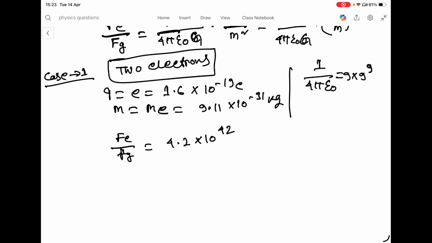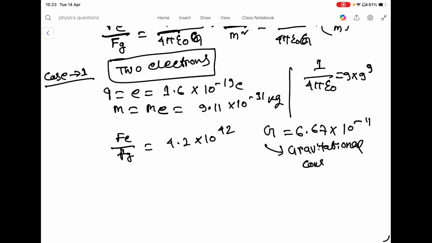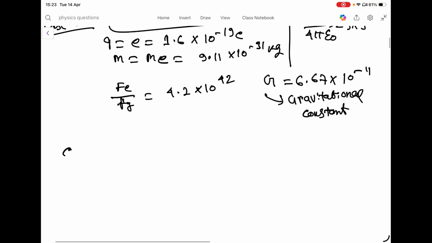And you know the value of G equal to 6.67 into 10 to the power minus 11. This is called the gravitational constant, right?